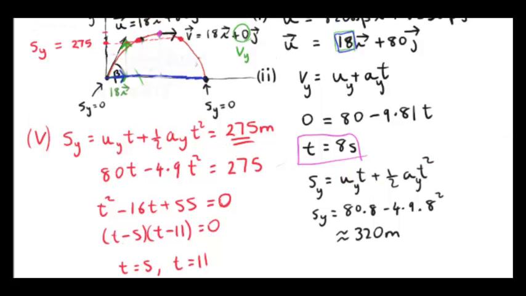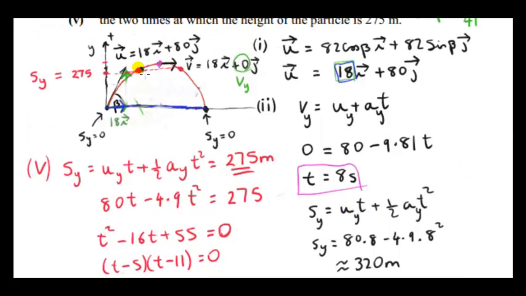So obviously this point in the trajectory corresponds to t equals 5, and this one over here must correspond to t equals 11. Notice that we found that at t equals 8 the particle is at its maximum height, and 8 is midway between 5 and 11. So again you can see the symmetry in time as well as in space.